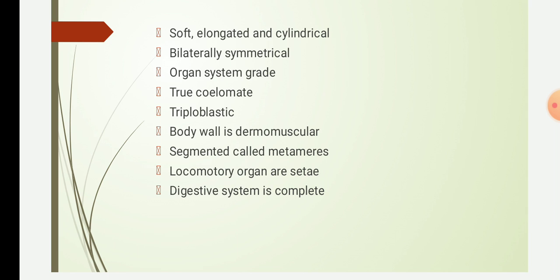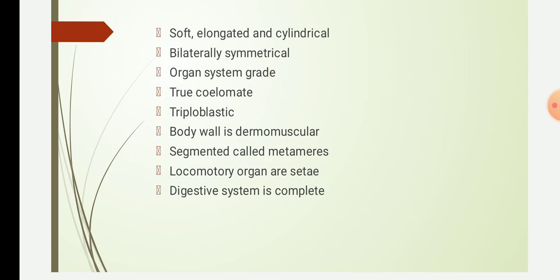Next point is the organization, that is, they show an organ system grade of organization. So what is organ system grade of organization? It is first observed in the phylum Platyhelminthes. This organ system grade of organization involves many organs joining together to form an organ system.